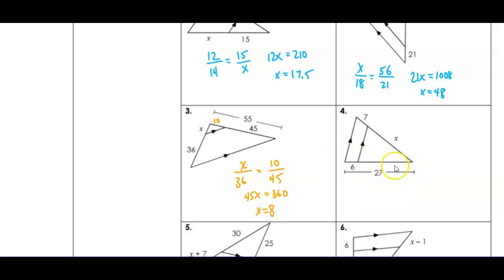Okay, same kind of thing here. 27 minus 6 is 21, so fill that in first. 21 over 6 would be one of those sides, and x over 7 is the other. Just make sure that whenever you're writing your fractions, you're coming from the same part of the triangle each time. So I keep using the top part and then the total and then the bottom part just to keep it consistent. So it's 6x equals 147, and x is 24.